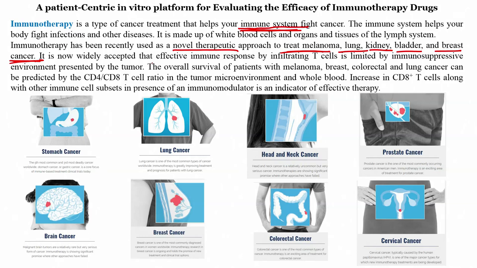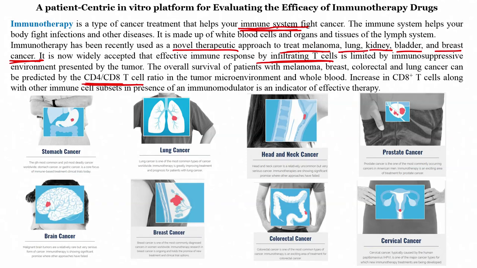It is now widely accepted that effective immune response by infiltrating T cells, we will study about T cells, is limited by the immunosuppressive environment present in the tumor. The overall survival of patients with melanoma, breast, colorectal and lung cancer can be predicted by the CD4, CD8 T cell ratio in the tumor microenvironment and whole blood.